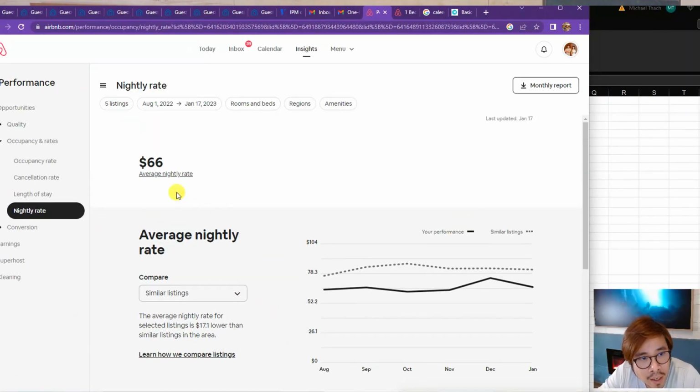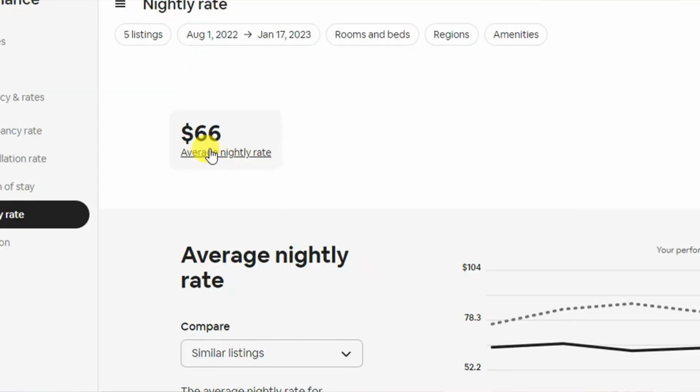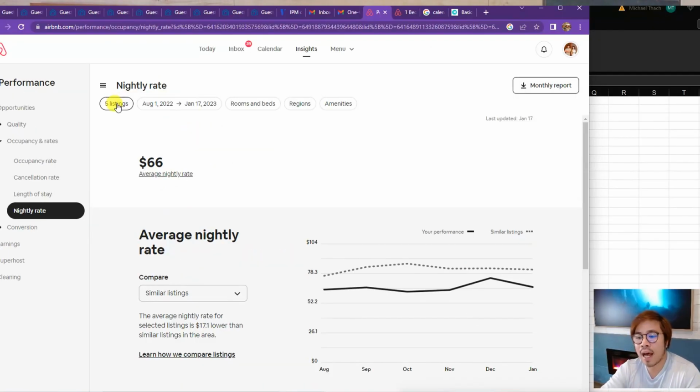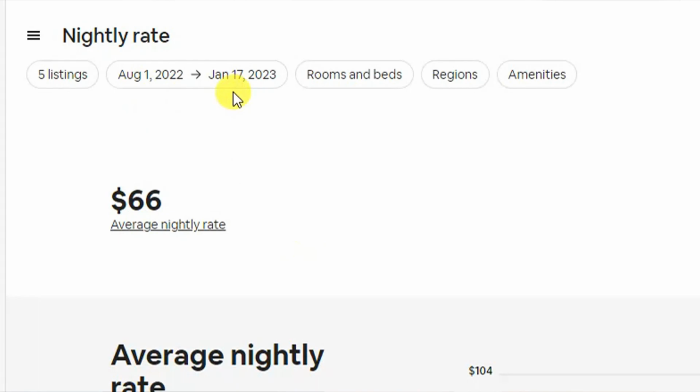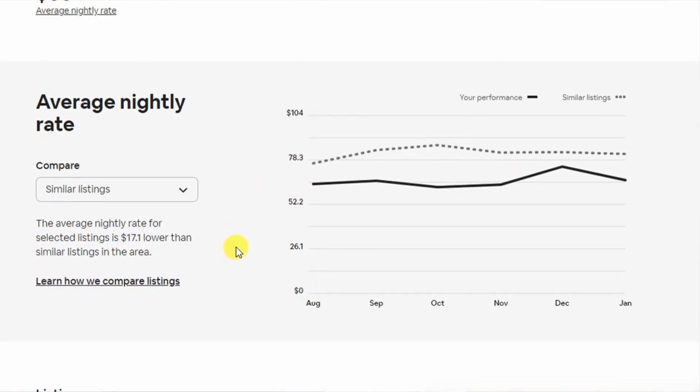So you see that my average nightly rate is $66. So my 5 listings are 1-bedroom studios. So this is why it's more on the lower side for the nightly rates. The time frame I chose was from August 1st to January 17th. When you compare my listings with other people's listings, you see that I'm indeed a little bit cheaper or more affordable than others. You can see that others are around $80 per night, and you can see that I'm constantly at around 60.